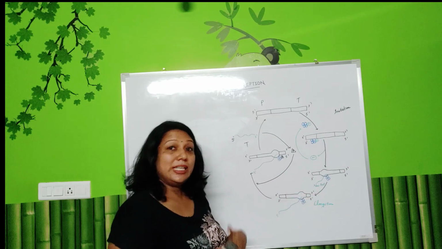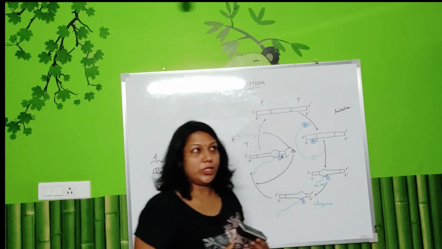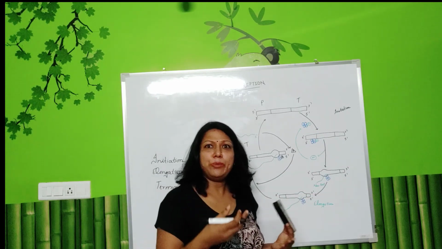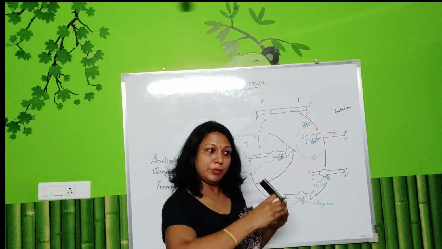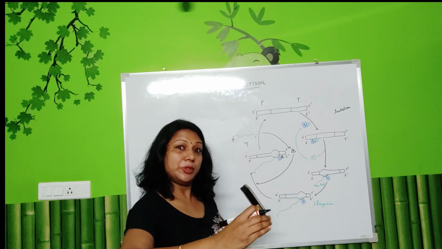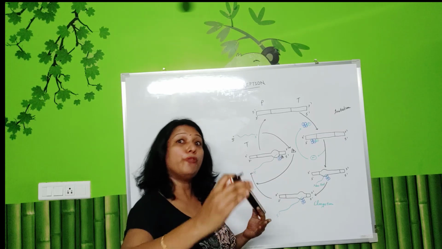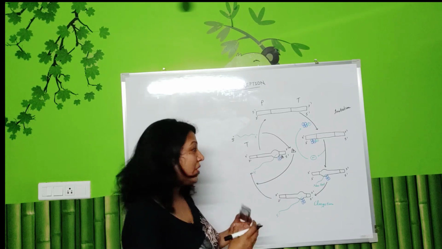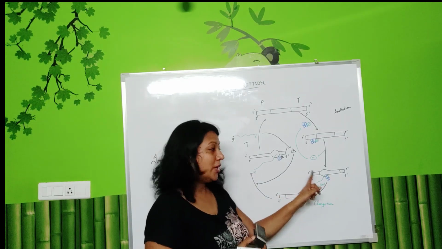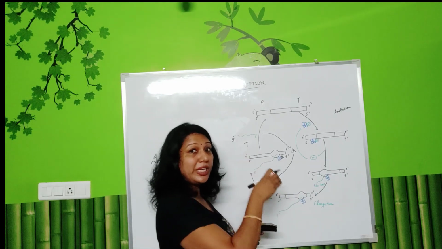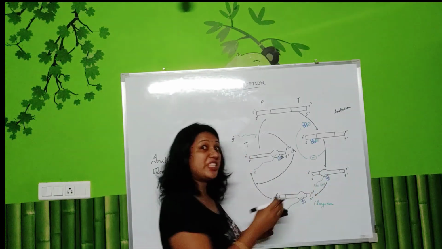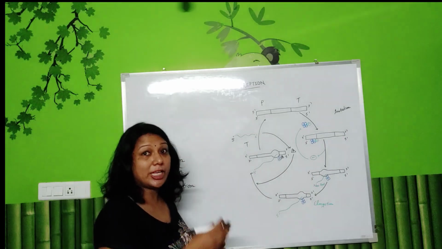Now, the next step is what we call elongation. What do you mean by elongation? I have to make a polymer of mRNA. How will I make it? With the help of the core enzyme. The core enzyme is going to read the sequence present in the 3' to 5' direction, right?